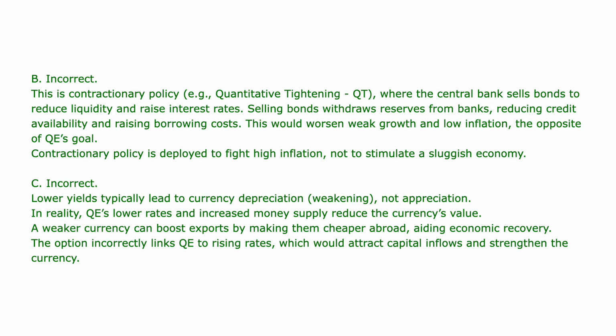B. Describes contractionary policy, bond sales, or rate hikes, which would raise borrowing costs and reduce money supply. Opposite of QE's purpose. C. QE lowers interest rates, which usually leads to currency depreciation, not appreciation.